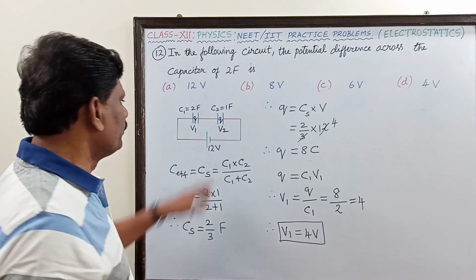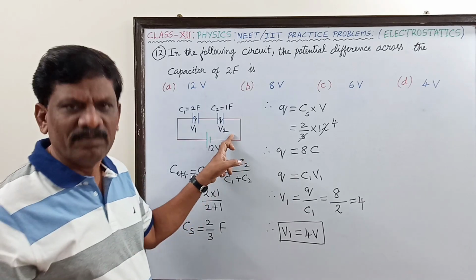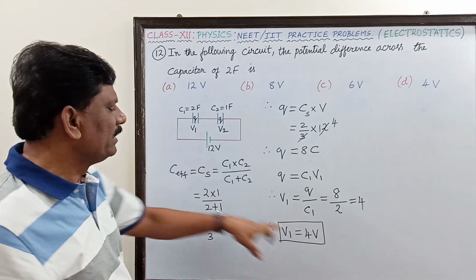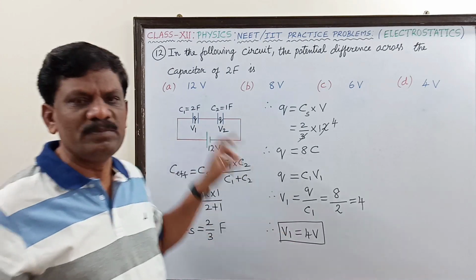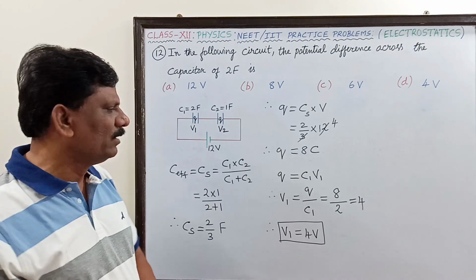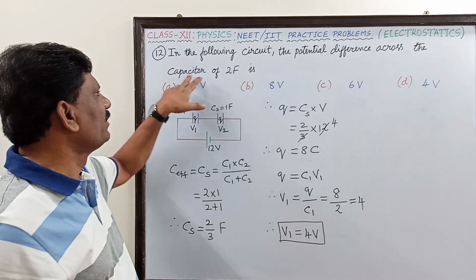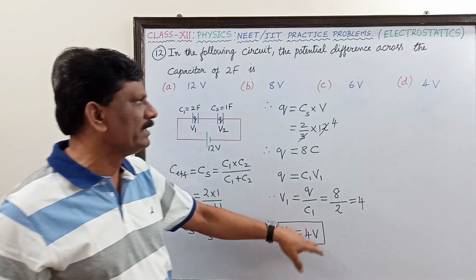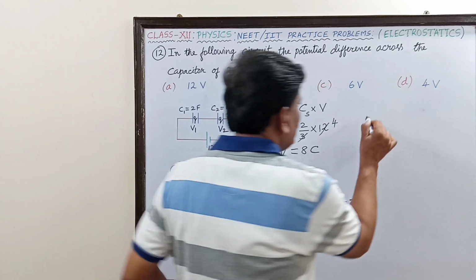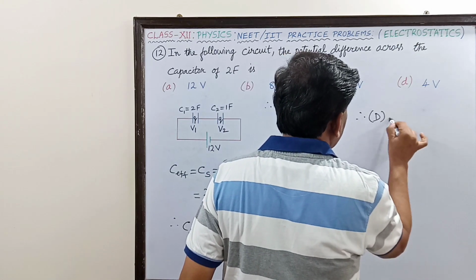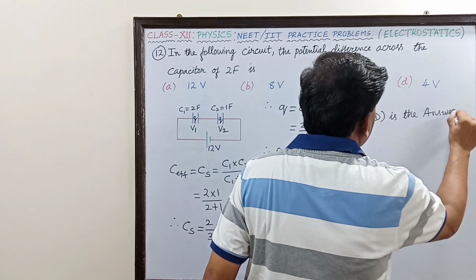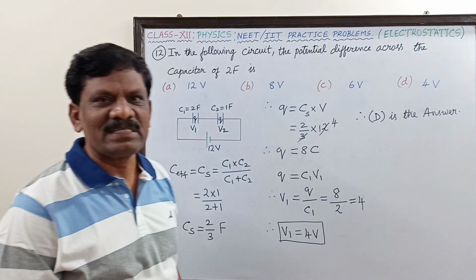Suppose if you want to find V2, V1 plus V2 must be equal to 12. So if V1 is 4 volt, naturally V2 must be equal to 12 minus 4, which is 8 volt. Anyhow, what is asked here is the potential difference across the first capacitor, V1, which is equal to 4 volt. So which option is the correct answer? Option D is the correct answer. I hope you have understood well. Fine.